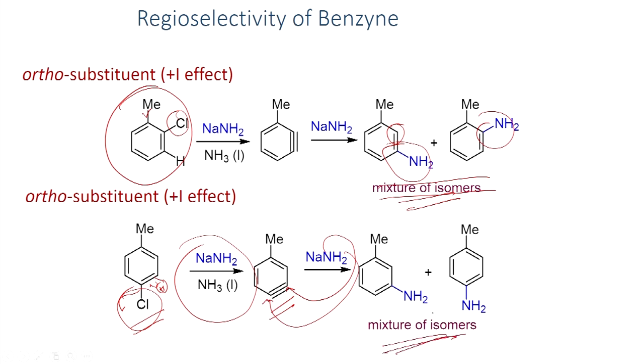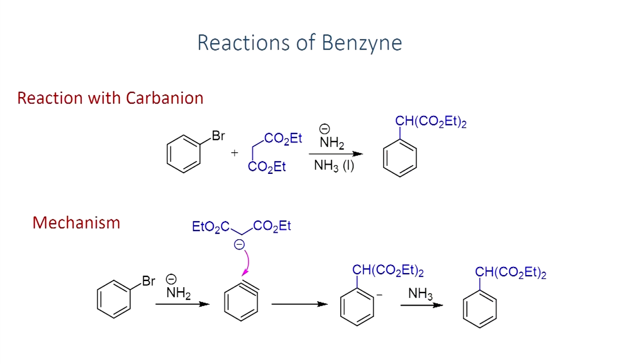Therefore, if you have to remember, this is because of the I effect. If you have the methyl group, you will be able to get a mixture of compounds. Whether you have the substituent at the ortho or para position, you will be able to form the respective benzynes. Once you form this one, it can undergo reaction as we have seen, and you can get a mixture of compounds.